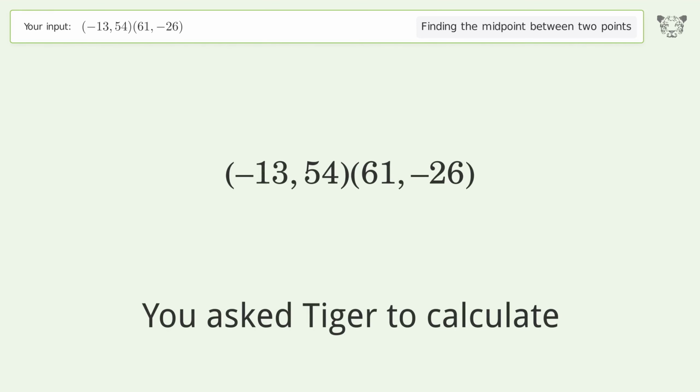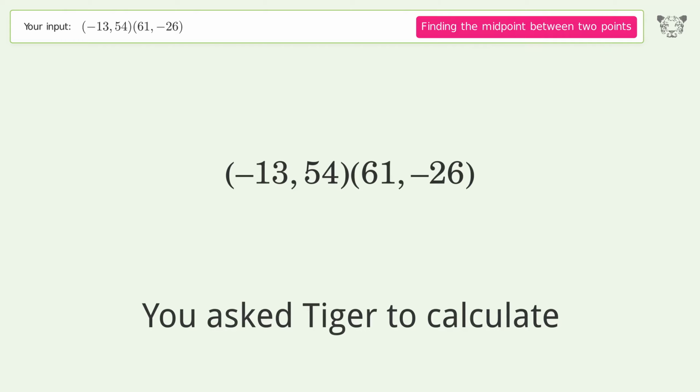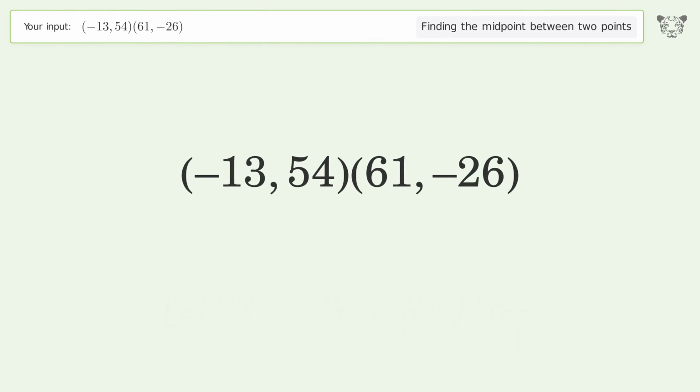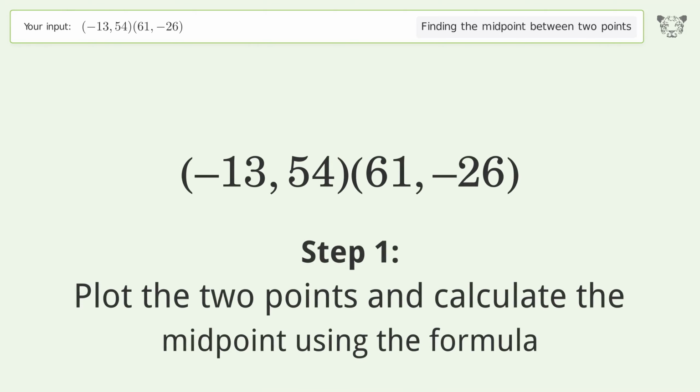You ask Tiger to calculate. This deals with finding the midpoint between 2 points. The midpoint between the 2 points is 24,14. Let's solve it step by step. Plot the 2 points and calculate the midpoint using the formula.